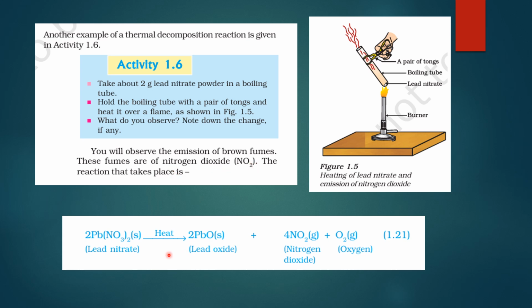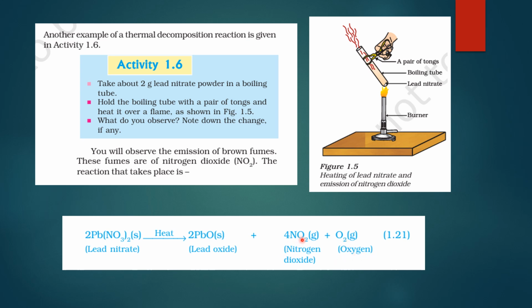We can see the reaction also here. So Pb(NO3)2, this is lead nitrate. This is solid in nature. When we are heating this, we get lead oxide, PbO, solid, which is left out in the boiling tube itself, plus NO2, that is nitrogen dioxide. This particular gas is brown in color, plus oxygen, O2, you are getting.